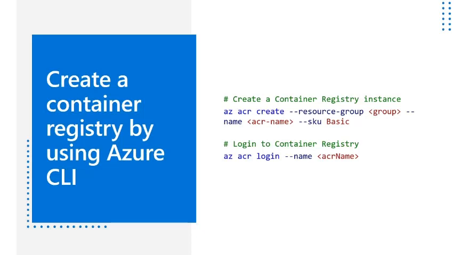Before pushing and pulling container images, you must log into the container registry instance. To do so, you run az acr login with the name of the container registry, and the command returns a login succeeded message after it is completed. And then you can do all the other operations in addition to the container registry.